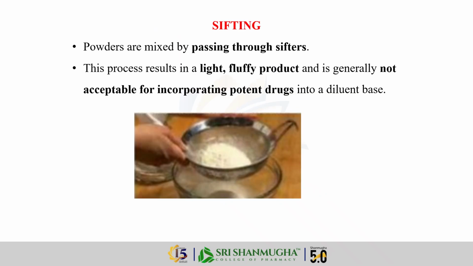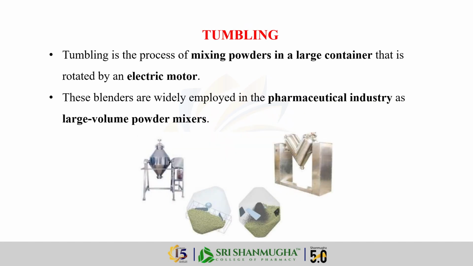Next one is sifting. Sifting involves passing powder through a sifter for a light, fluffy result, but it is not for potent drugs. Next one, dumping. In the industry, we use dumping, which uses large motorized containers to mix massive volumes of powders.